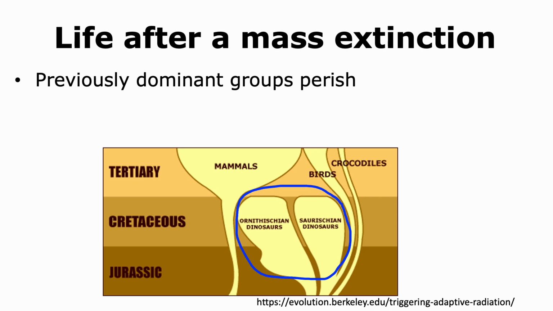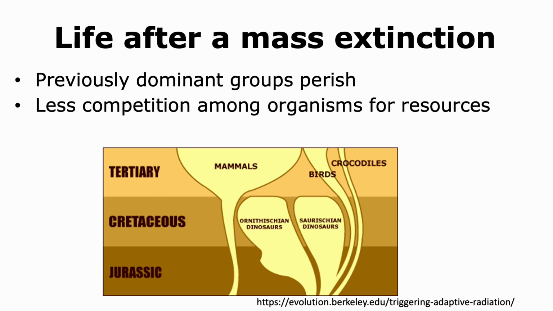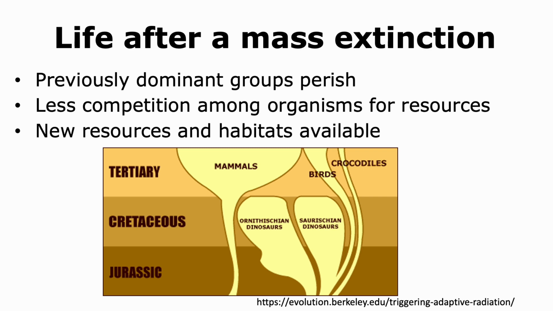Once the dominant life forms become extinct, there is less competition among the surviving organisms for different resources present in the environment. The extinction event can also cause new resources and habitats to become available that allows the surviving organisms to adapt and evolve. For example, when we look at mammals, during the Jurassic and Cretaceous periods where the dinosaurs were dominant, we didn't see as many mammals present. However, once the dinosaurs became extinct, we can see a huge change in the mammalian population as they started becoming more dominant.